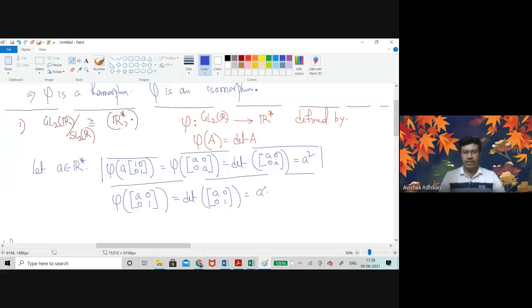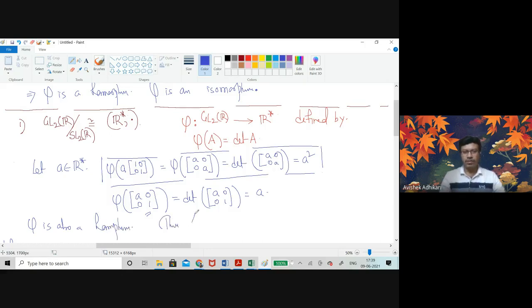So, for this A, you can find this matrix. Since A belongs to R star, A cannot be equal to 0. So this matrix is an element of GL2R, and phi of this matrix must be equal to A. So this is onto, and you can prove very easily that phi is also a homomorphism.